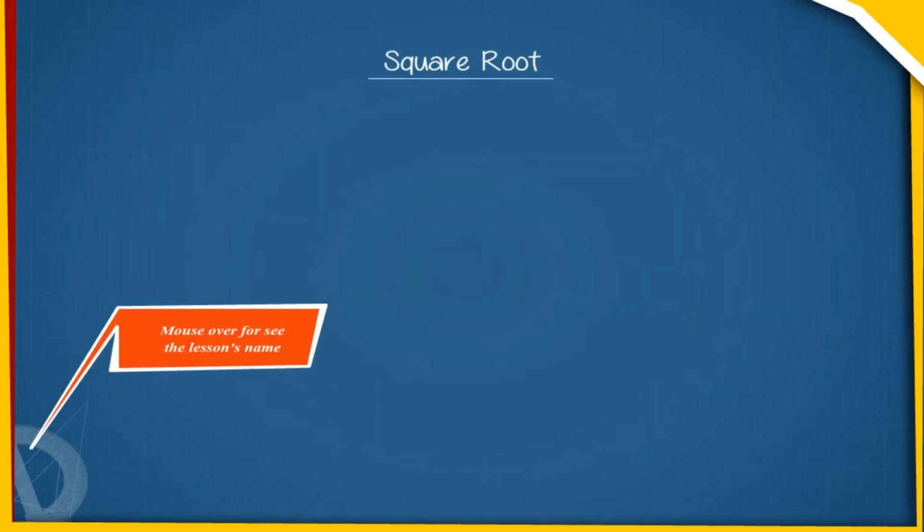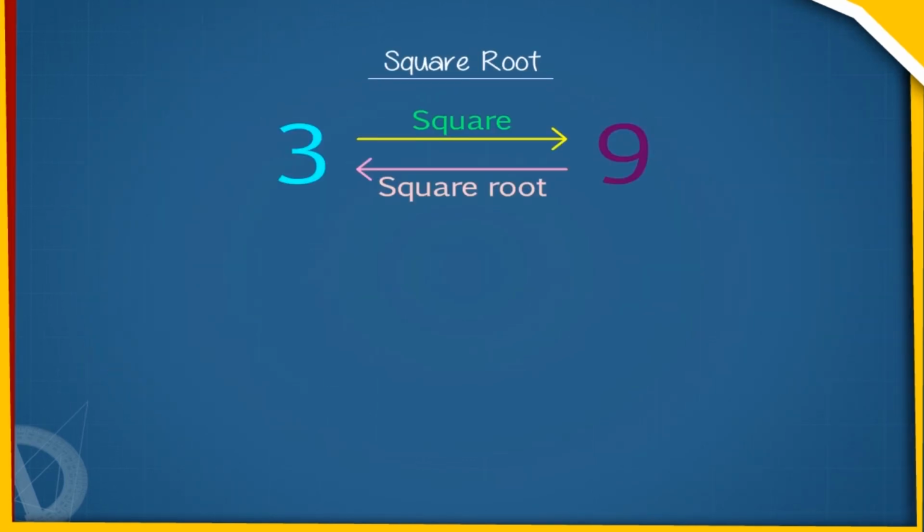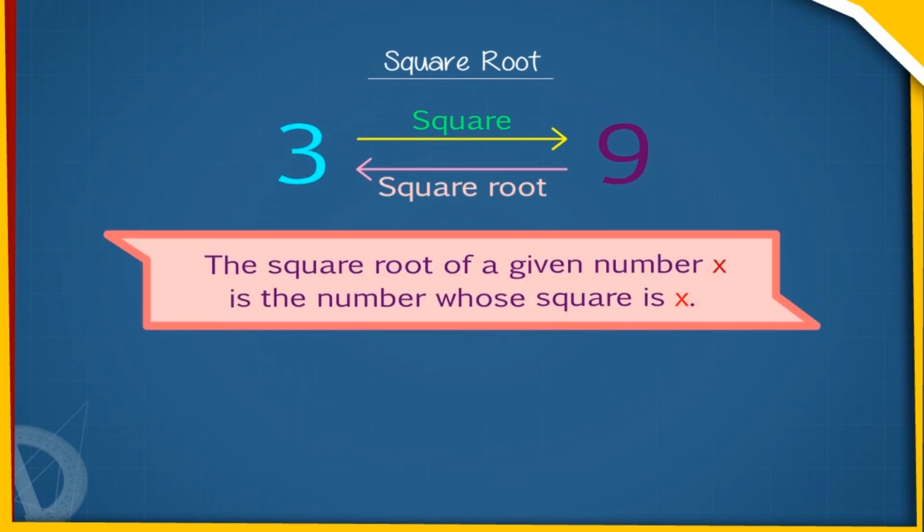Square root. Finding the square root is the inverse operation of squaring. 3 square is 9, 9 square root is 3. The square root of a given number x is the number whose square is x. Since 7 square is 49, the square root of 49 is 7. Since 12 square is 144, the square root of 144 is 12.